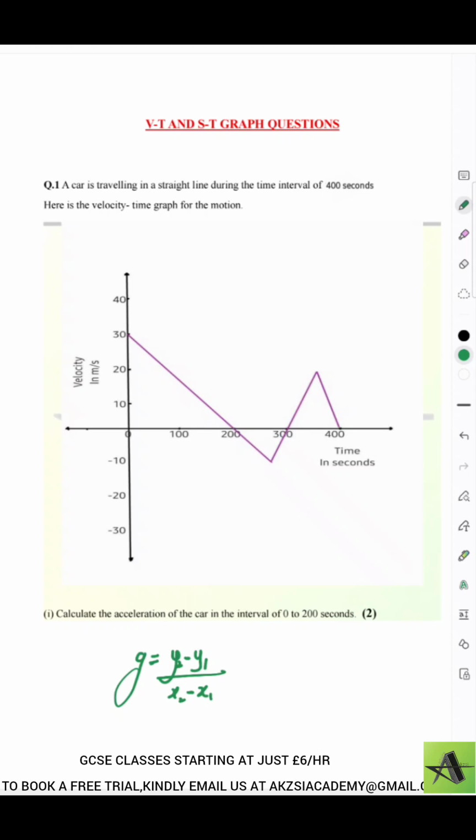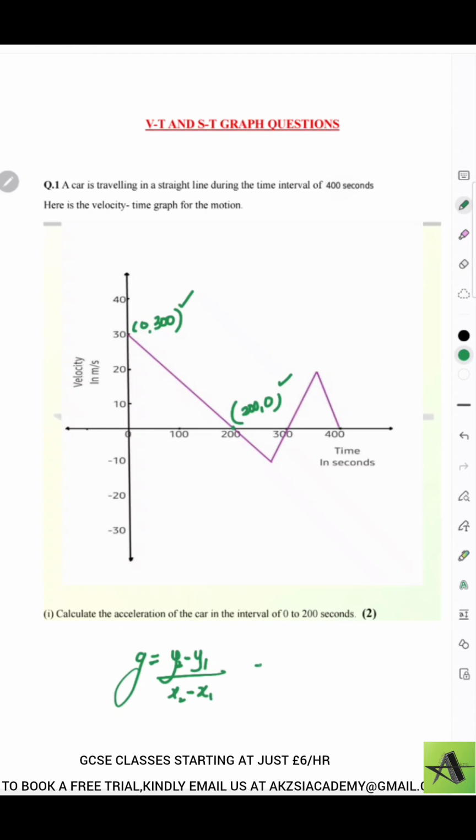Now, gradient is y2 minus y1 over x2 minus x1. The gradient is the same on a straight line, which means you can pick any two points and you'll get the same answer. Here, these two coordinates are known: (0, 300) and (200, 0). You can name any coordinate as x1, y1 and x2, y2. So let me take this one as x1, y1 and this one as x2, y2.